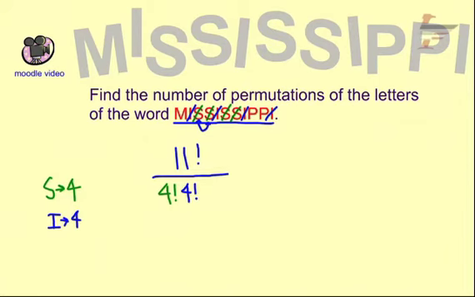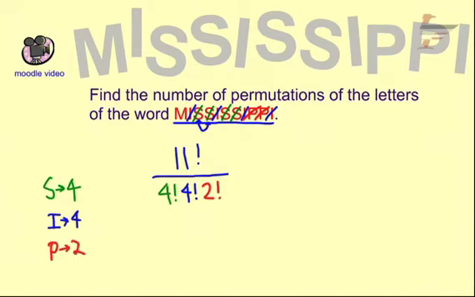And then do we have any more repeating letters? I see we have P's. So how many P's are there? 1, 2. We have 2 of those. And so we do a 2 factorial. And now we're going to simplify this.